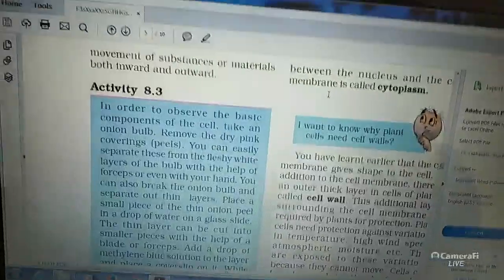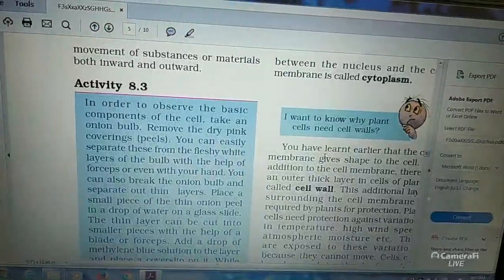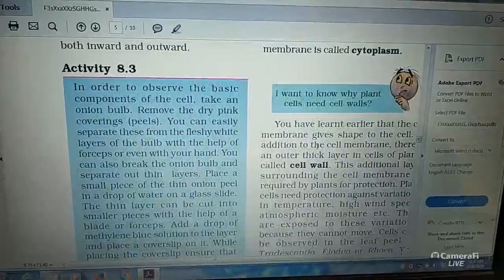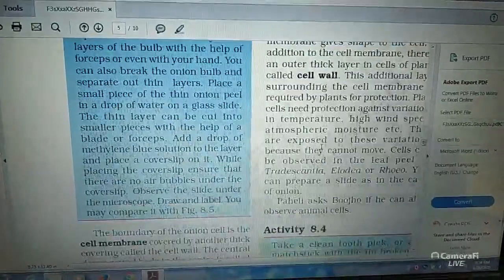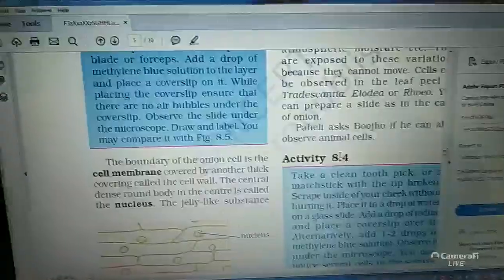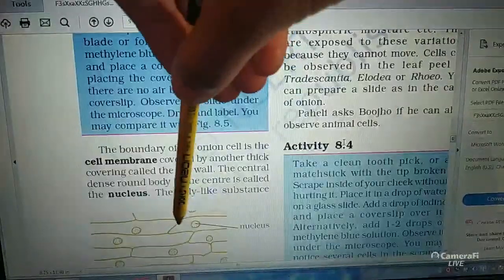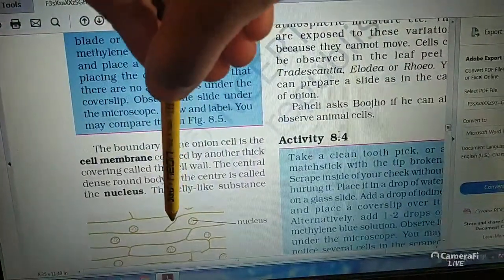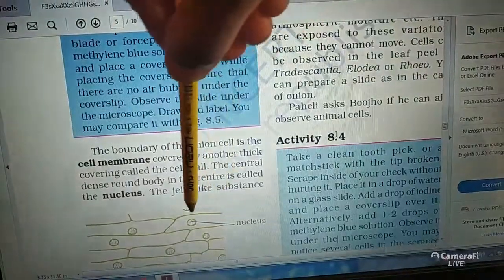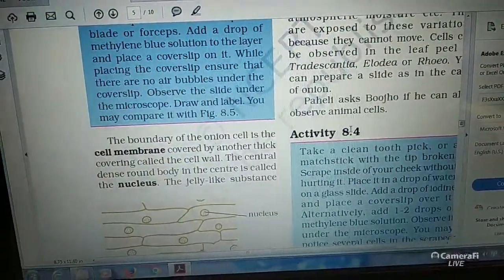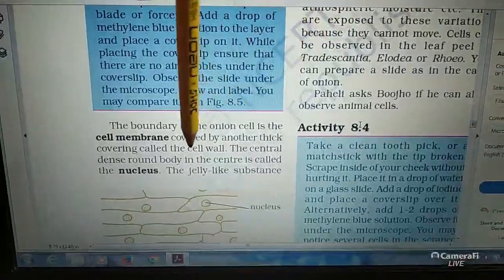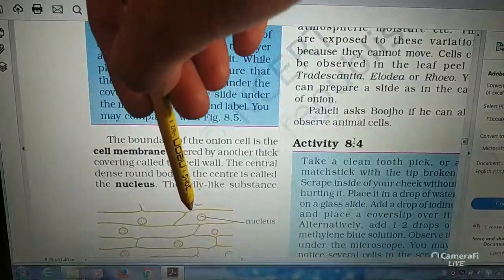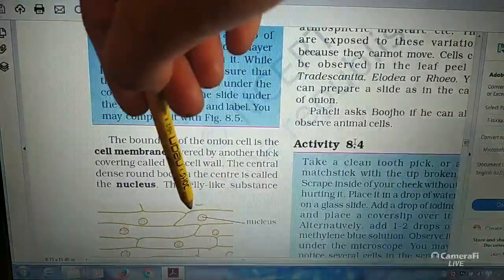Here we can have one another thing, that is the cell wall. Actually you can see it in the onion peel. The cell wall is another membrane over the cell membrane.